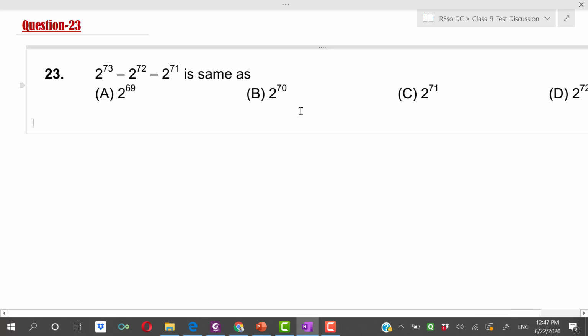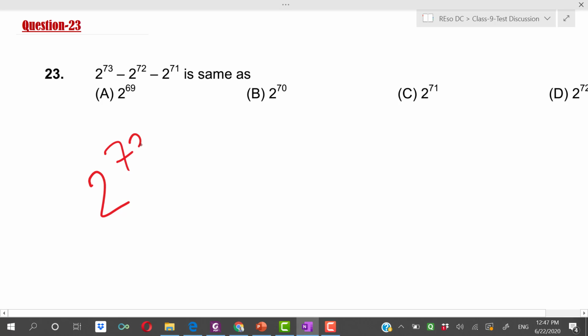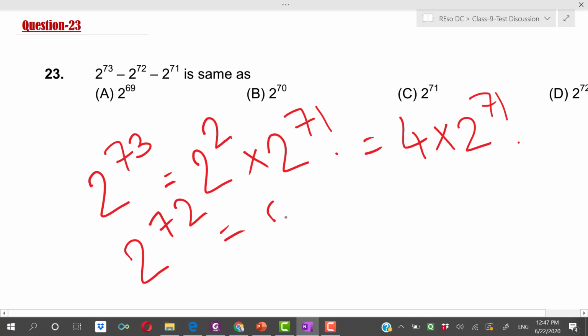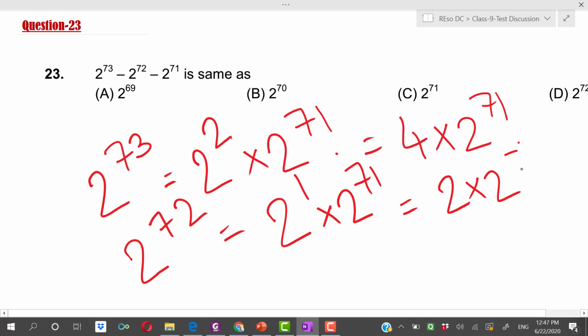Question number 23. This is a very simple question. See, 2 raised to the power 73 can be written as 2 raised to the power 2 multiplied by 2 raised to the power 71, which is equal to 4 into 2 raised to the power 71. Next is 2 raised to the power 72 can be written as 2 raised to the power 1 into 2 raised to the power 71, which is equal to 2 into 2 raised to the power 71. And this 2 raised to the power 71 will remain as it is.